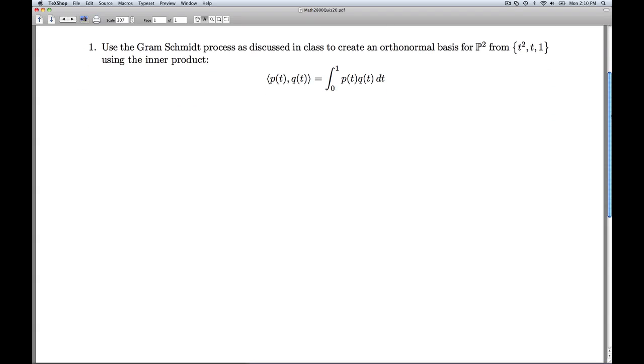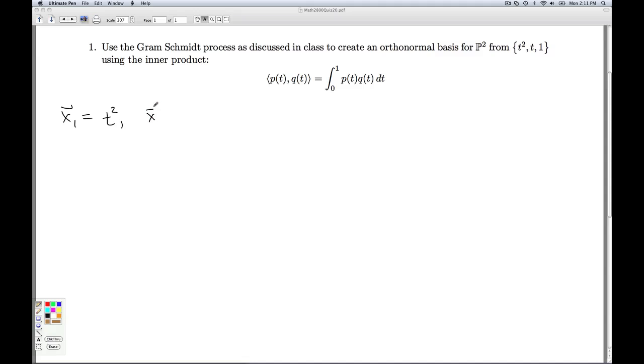We're asked to use the Gram Schmidt process as discussed in class to get an orthonormal basis for P2 from this regular basis for P2. The inner product we're using is this integral inner product that we've talked about before in class. So t squared, t, and 1. I think of those as my three vectors: x1 is t squared, x2 is t, x3 is 1.